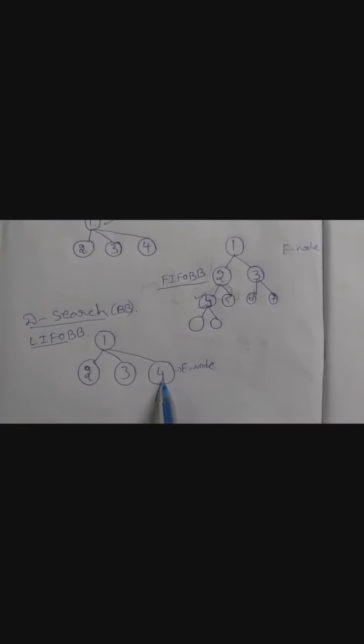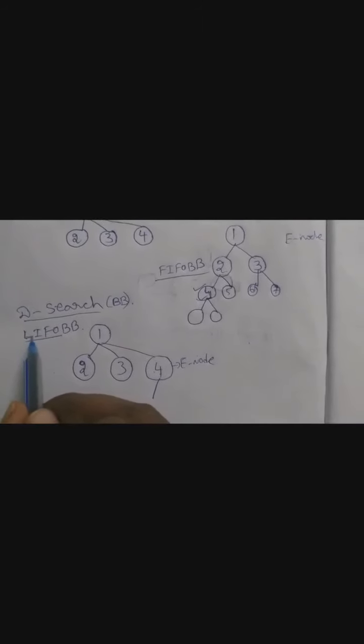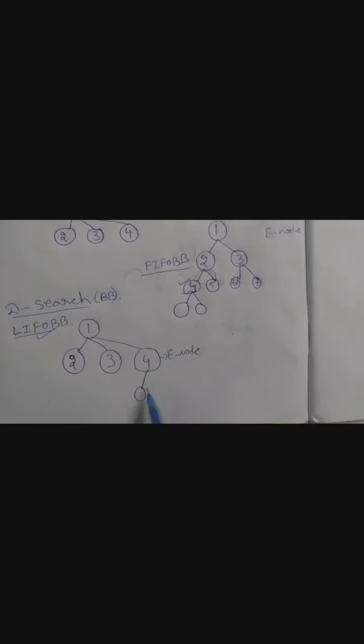D-search uses LIFO. It is also called LIFO branch and bound, last in first out. At a particular level, whichever node is generated last, we make it the E node, then it is called LIFO branch and bound. We start expanding from node number 4. Next we move to node number 3 and next we move to node number 2.